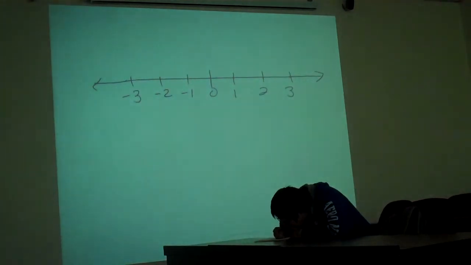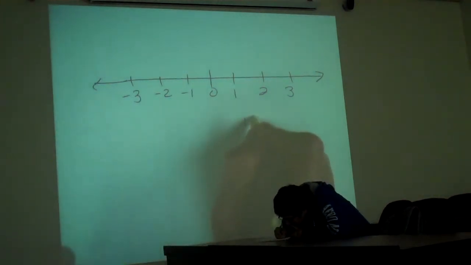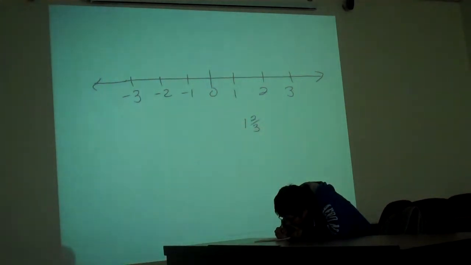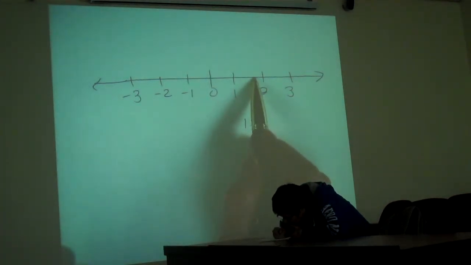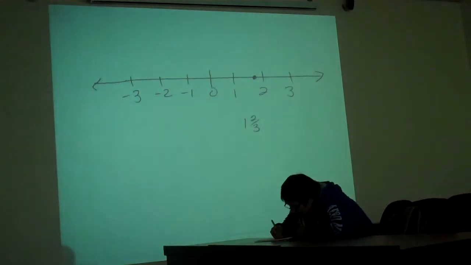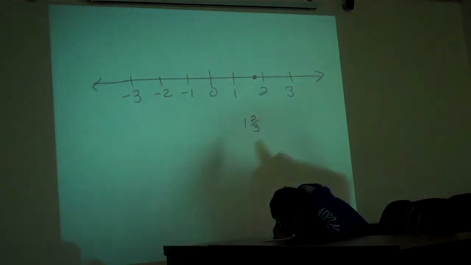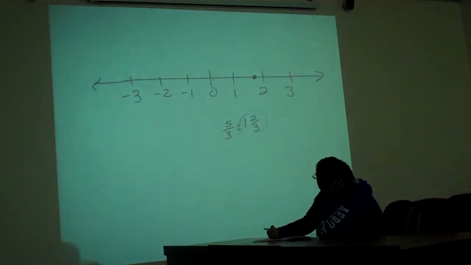Okay, if you were going to put the number 1 2/3, you would go to the 1 and then 2/3 more, right? So you put a dot about right there. If it had given you the number 5/3, you would have converted it to this so you could see where to put it on the number line.